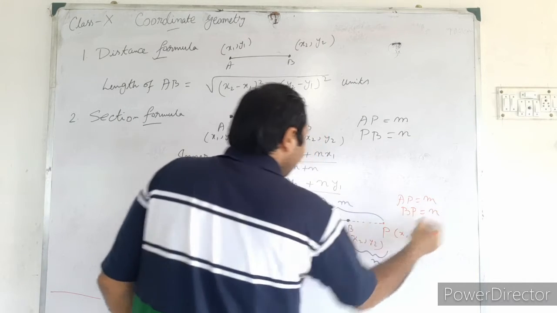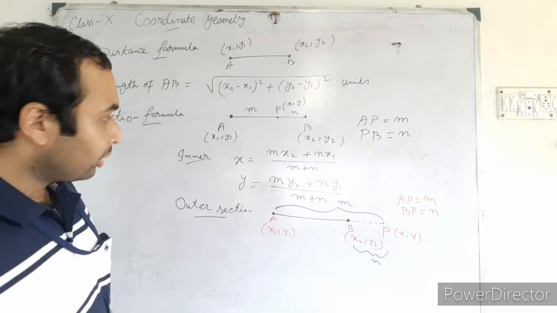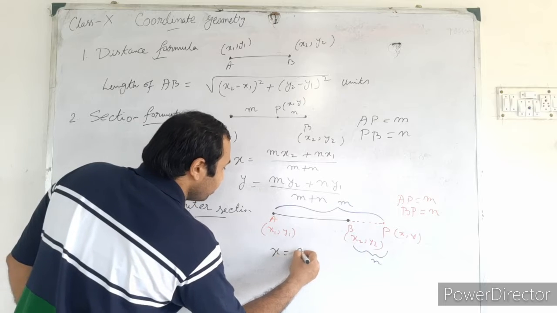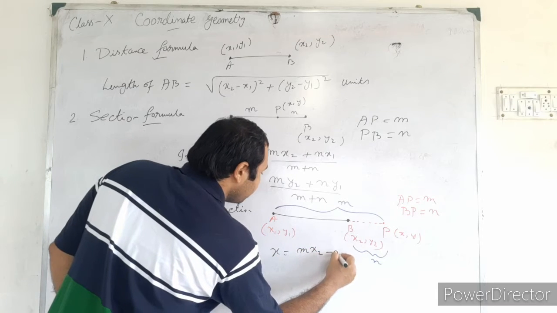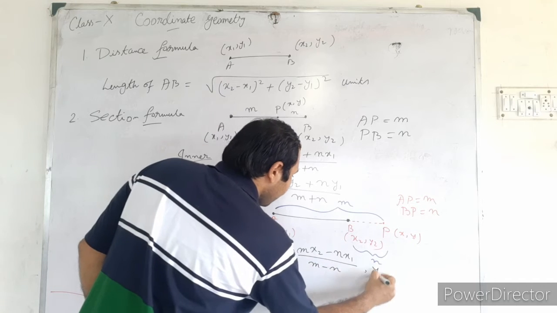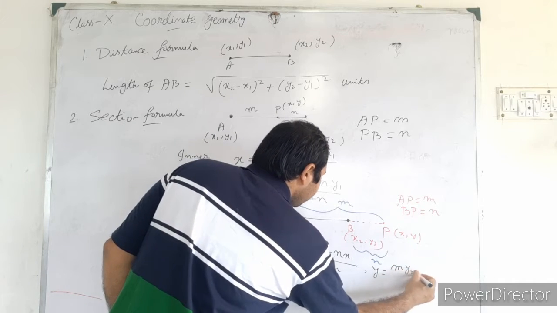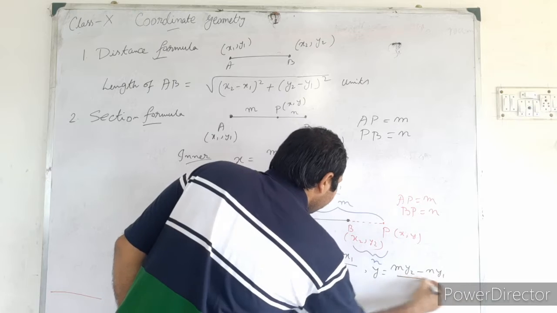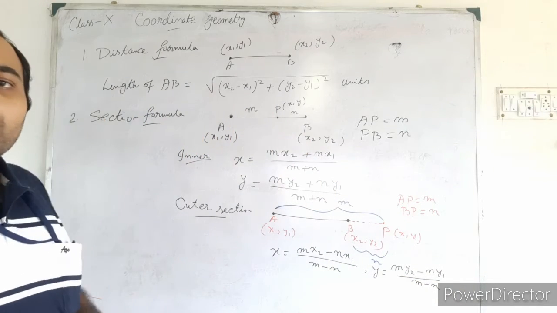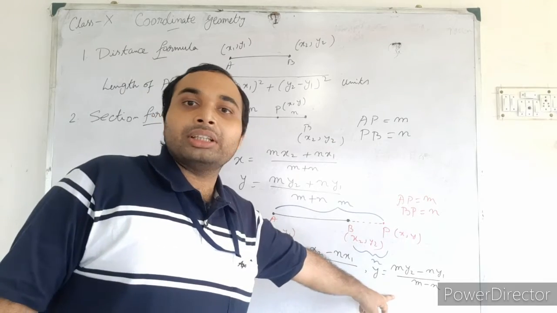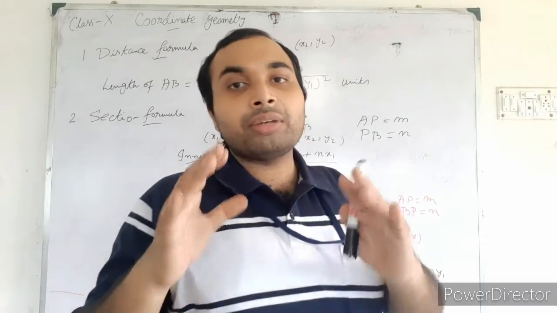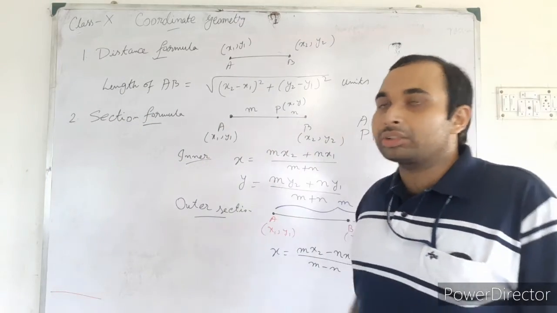If this is the ratio, then the coordinates will be x equals (m x2 minus n x1) by (m minus n), and y equals (m y2 minus n y1) by (m minus n). So here only one difference is there, that is the minus sign. It is not in your syllabus, I have told you just for your knowledge only.